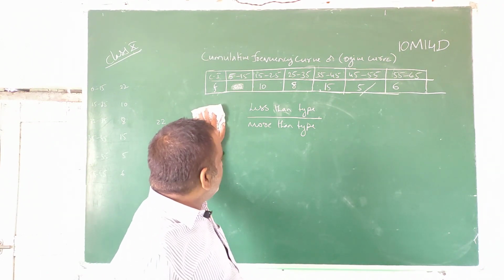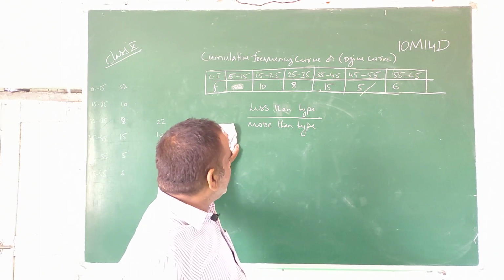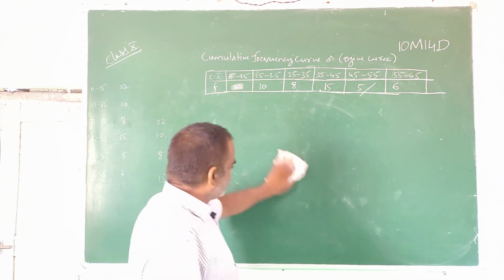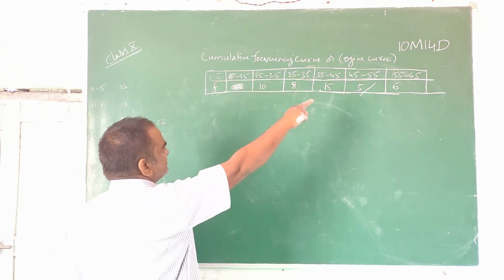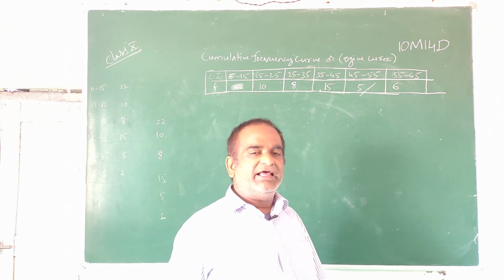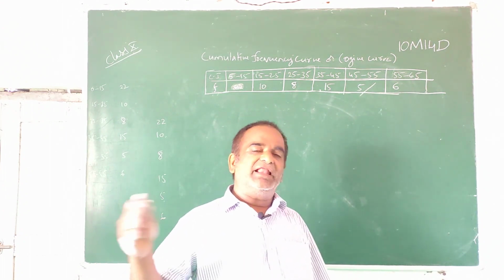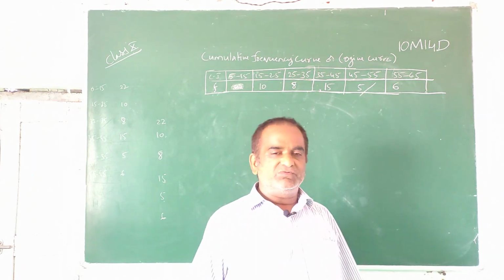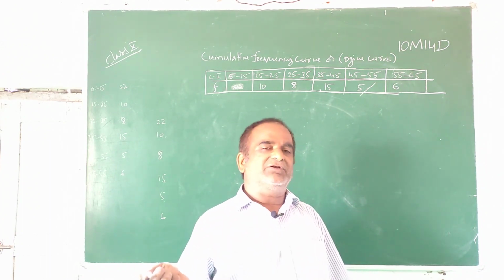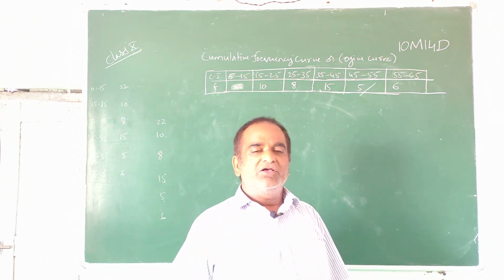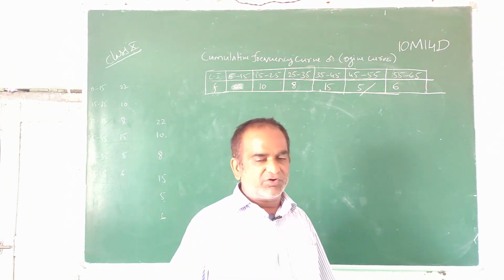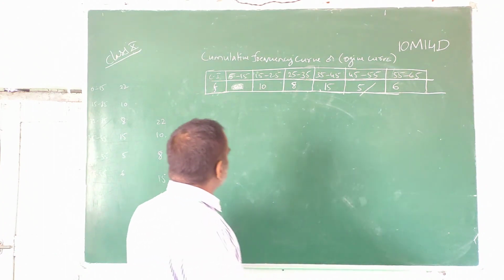Now here I will teach you how to prepare the less than type cumulative frequency distribution. First you learn that, and then drawing the graph. This is the distribution. For this distribution, we have to prepare the less than type cumulative frequency distribution and then draw the less than ogive. Even if the question only asks you to draw the less than ogive, you have to first prepare the less than type cumulative frequency distribution, and only then go for the ogive. Directly you will not get the ogive. So see here.